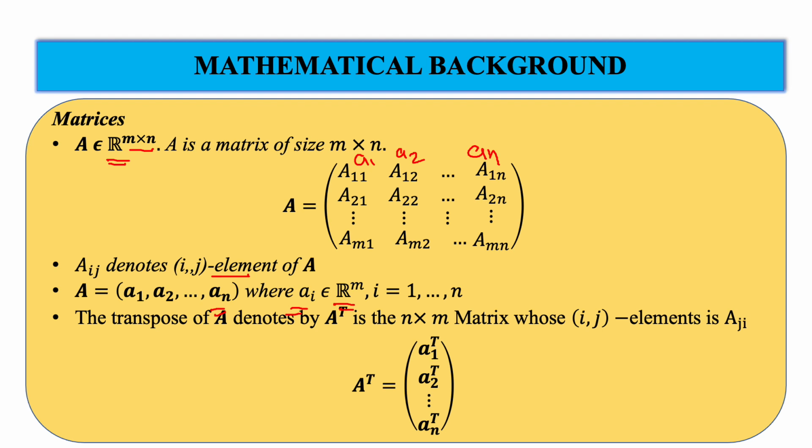Now the transpose of A is denoted by A transpose, and it is an n into m matrix whose ij element is a_ji. So when we transpose it, the first column will become the first row, the second column will become the second row, and so on. So A transpose in short can be written as the individual columns transposed and put here.